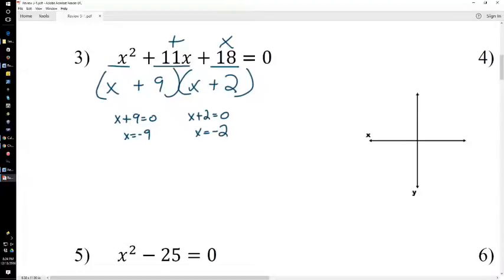And then last but not least, for the purpose of your review, we're going to go ahead and graph these. Negative 2, negative 9. And that will be your quadratic.